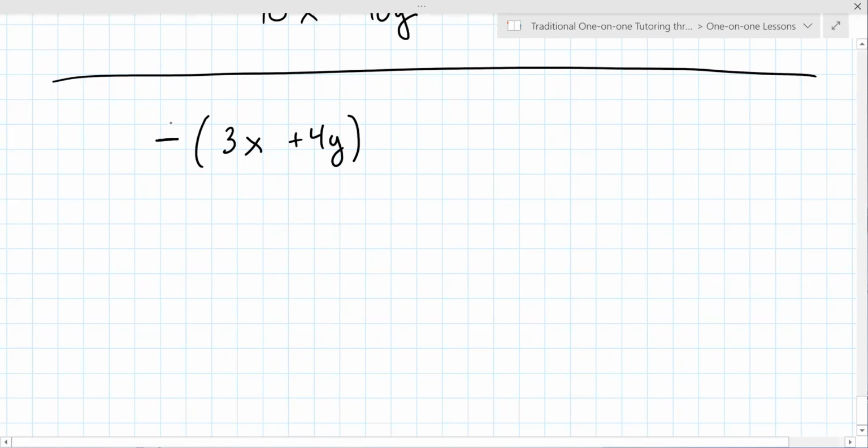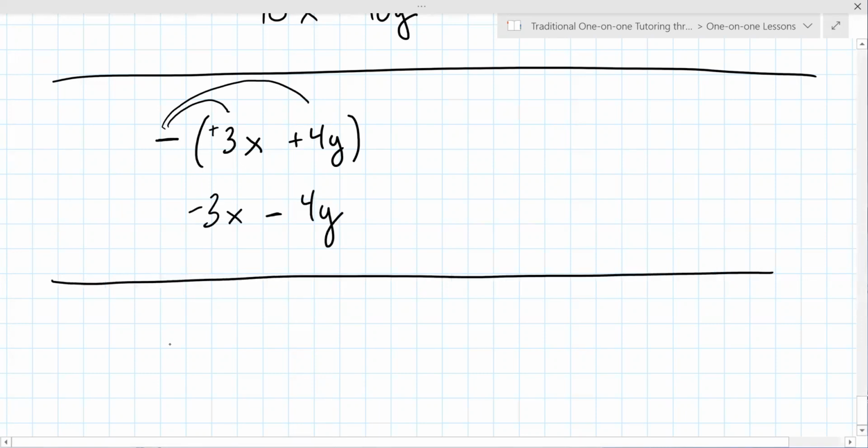Okay, so what you do here, and just follow along, is you distribute this negative in. So this 3x is positive, so it becomes negative 3x. This 4y is positive, so it becomes minus 4y. Okay, so let me leave that example up and let's try another one.